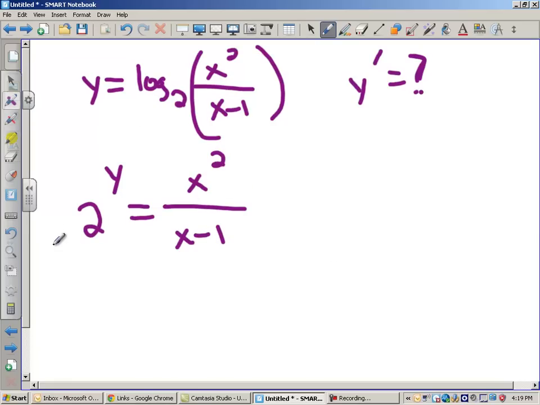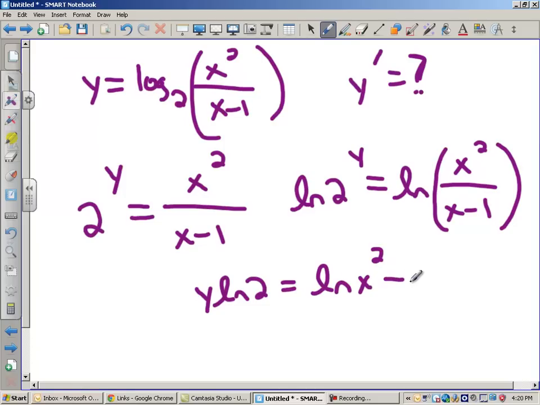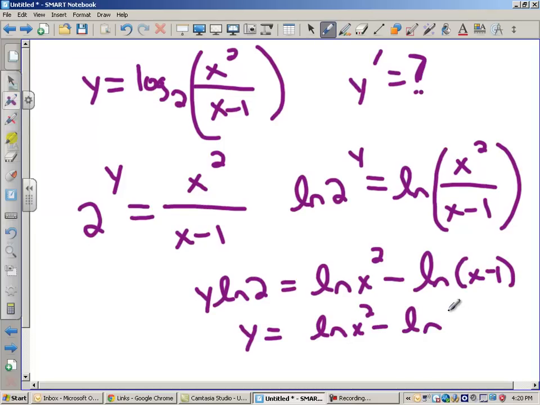And now I'm going to take the natural log of both sides. So the natural log of 2 to the y equals the natural log of x squared over x minus 1. I'm going to use some properties of logarithms here. Bring the y down. And then you can also separate this other side into the natural log of x squared minus the natural log of x minus 1 because of our properties of logarithms. Then divide through and you get the natural log of x squared minus the natural log of x minus 1, and this is all divided by just a little constant, the natural log of 2.